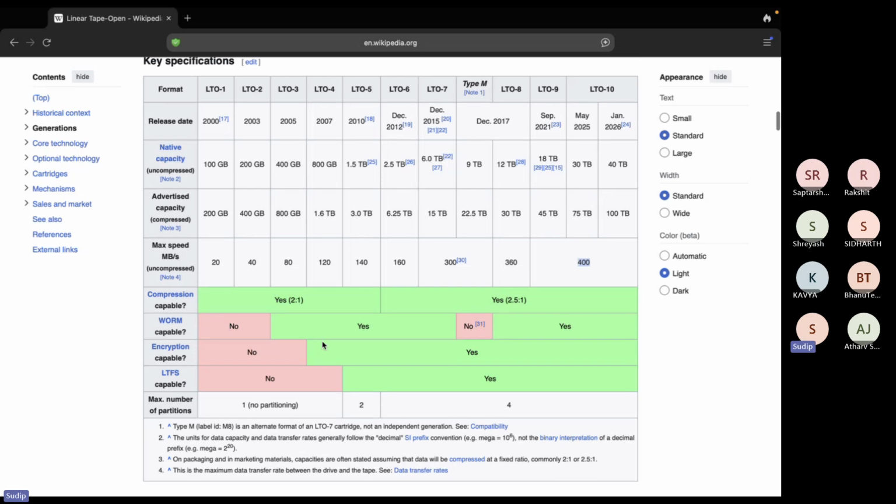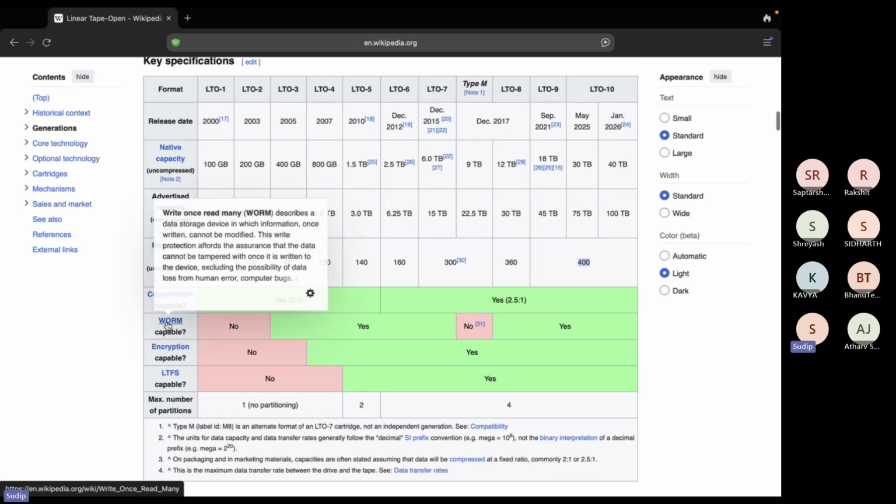And you remember I was talking about something called WORM. See here, it's written, write once, read many, which means once you write to a tape, when you put it in the tape drive again, it will not allow you to rewrite or overwrite that tape. So that tape becomes a write once, read many tape. Same concept you can apply in disk storage also. We will talk about it later.